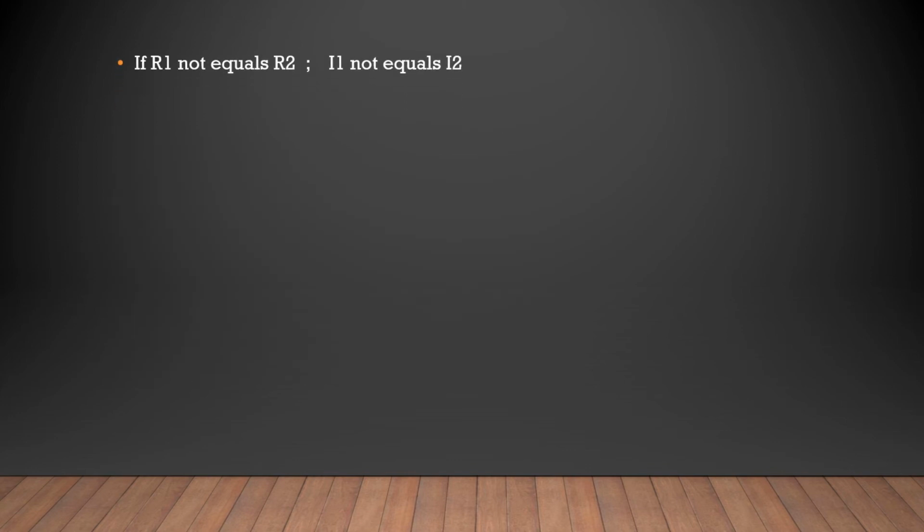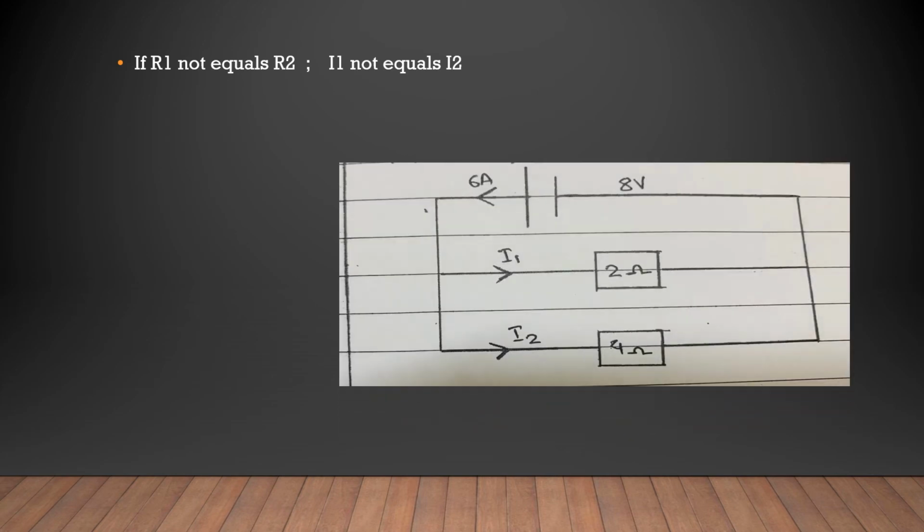Then if R1 is not equal to R2, how can we find out I? Here we have two resistors, 2 ohm and 4 ohm, and the total current is 6 ampere. Since the resistors are not equal, here also we have to use the Ohm's law formula to find the current. What is Ohm's law? V is equal to IR. This is the basic formula, and from here, current I is equal to V divided by R.